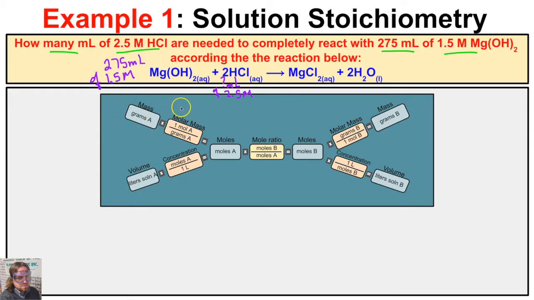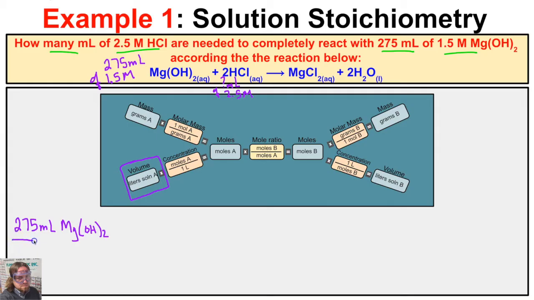If we take a look at our little diagram, the known substance, or substance A as we'll call it, is expressed in milliliters. So we know the volume of our known solution, this magnesium hydroxide. Whenever we're doing solution stoichiometry, we always want to start with the volume, not the molarity or concentration of the known solution. So in this problem, we have 275 milliliters of magnesium hydroxide.